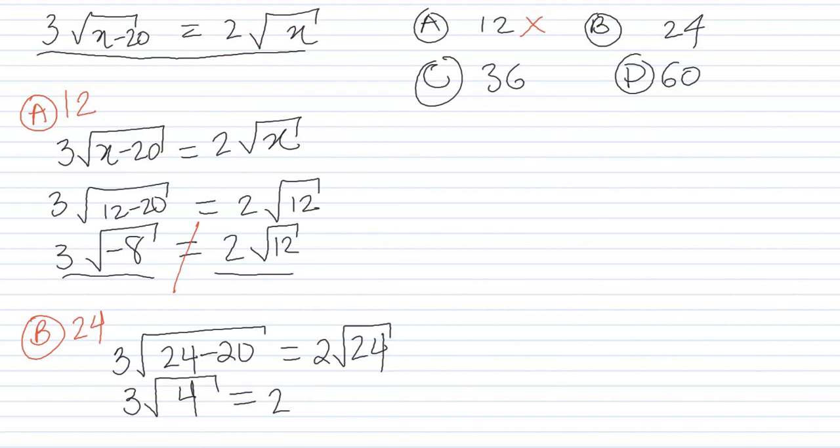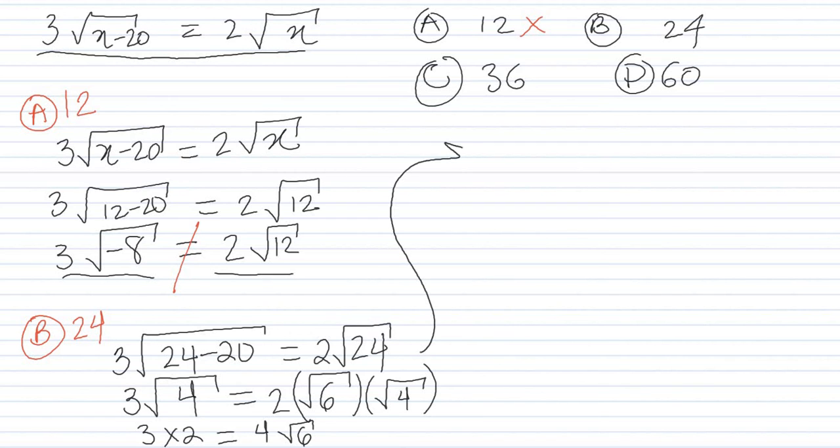So you have the root 24 is the same thing as the square root of 6 times the square root of 4. So you have 3 times 2 equals 2 times root 6 times the square root of 4. So 2 times the square root of 4 is 2 times 2, so that would be 4 root 6. Basically, continuing B, you have 6 equals 4 root 6.